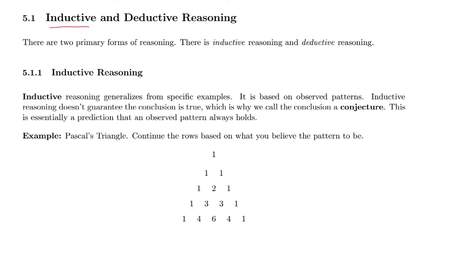We're going to talk about inductive reasoning and deductive reasoning, both of which are important in the process of coming up with a proof. First of all, we're going to take a look at inductive reasoning. Inductive reasoning generalizes from specific examples, so it's based on observed patterns. Like it says here, inductive reasoning doesn't guarantee the conclusion is true, which is why we call the conclusion a conjecture.